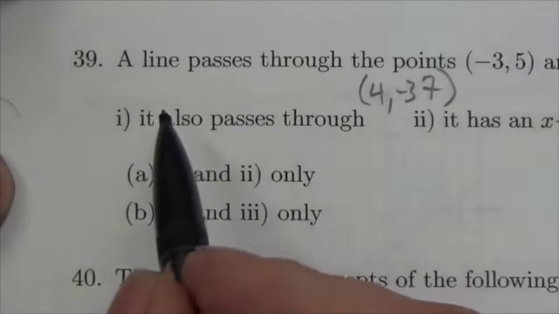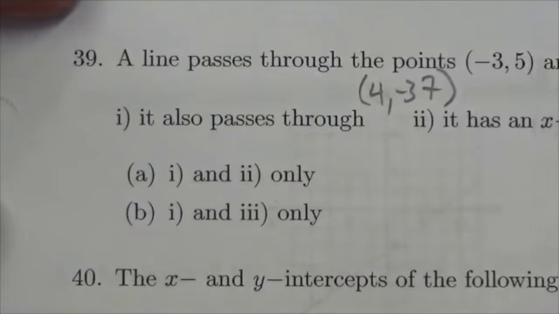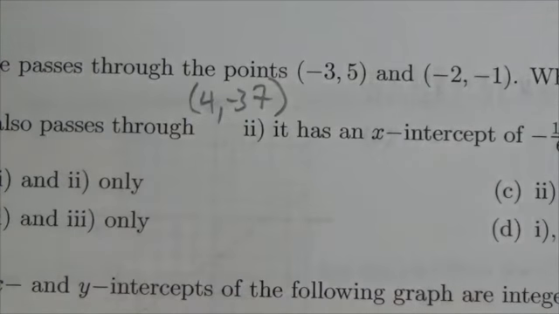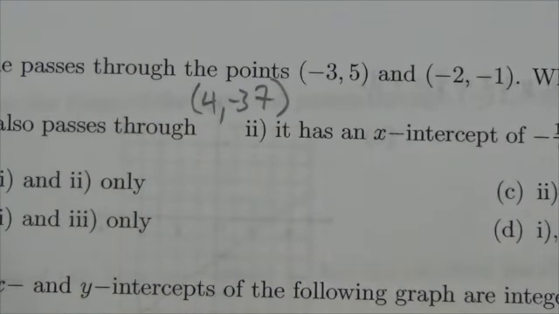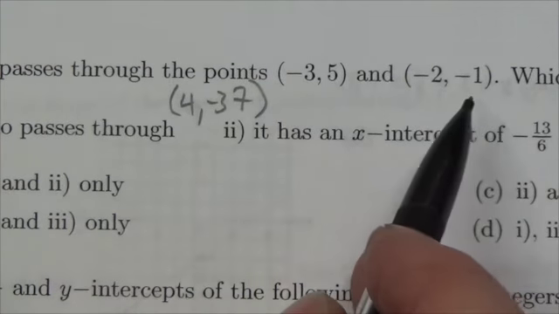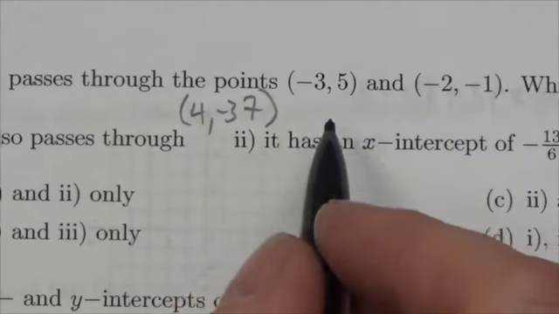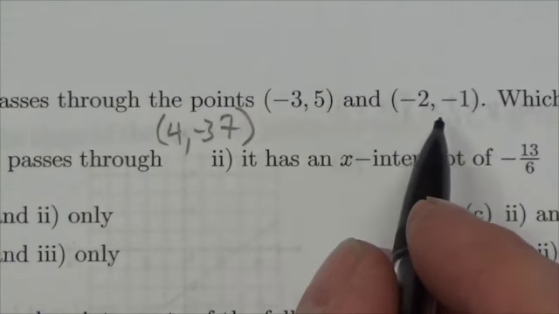All right, hi everybody. This question says, a line passes through the points (-3, 5) and (-2, -1). And it asks which of the following statements is true. Now, before we do that, we really should come up with the equation of the line here. So it's going through (-3, 5) and (-2, -1).